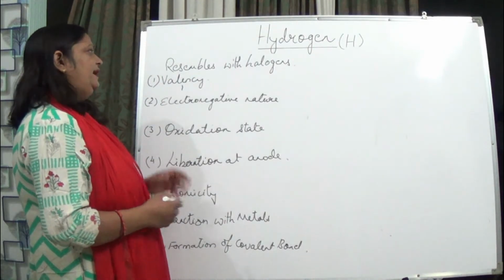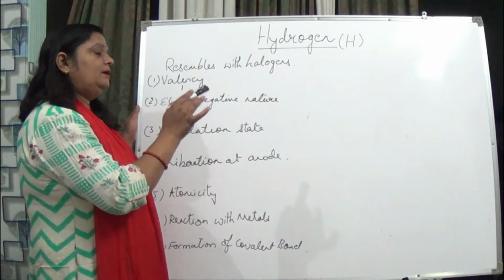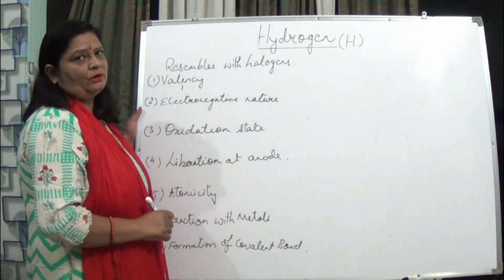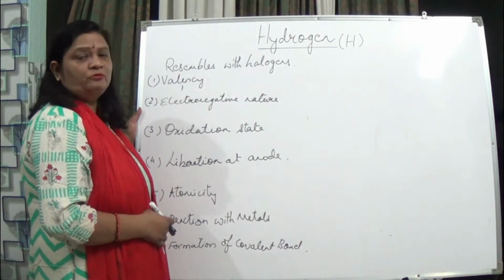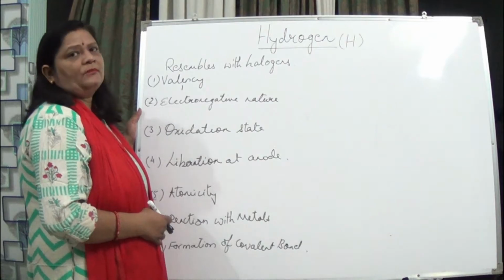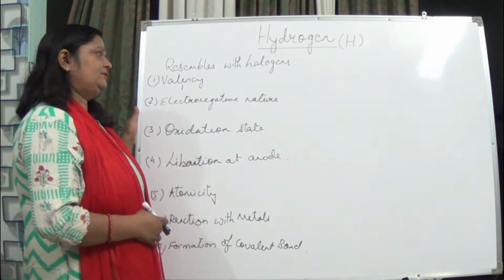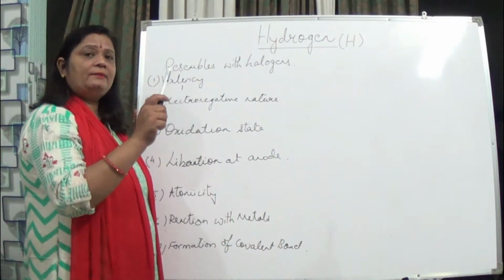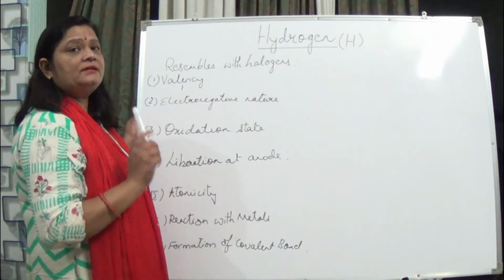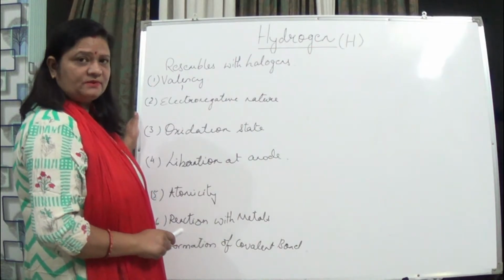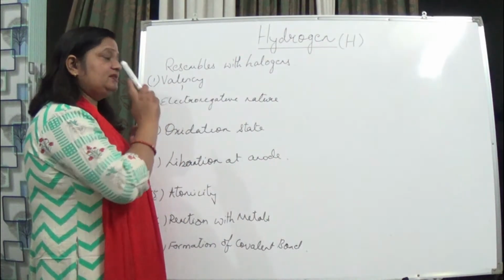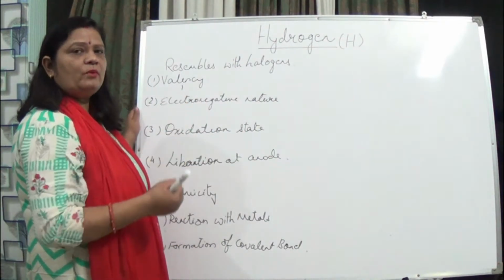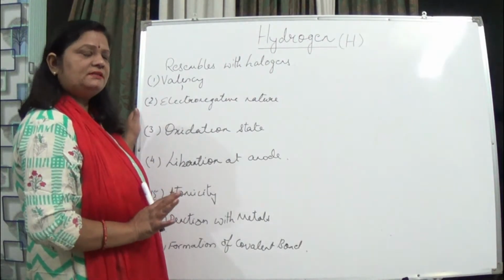In the case of alkali metals also we saw valency 1, for both alkali metals and hydrogen. But the difference was that when hydrogen resembles alkali metals, it gives 1 electron to become stable, while when it resembles halogens, it takes 1 electron to become stable.